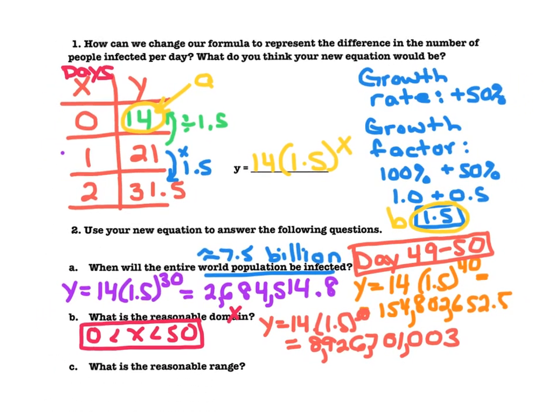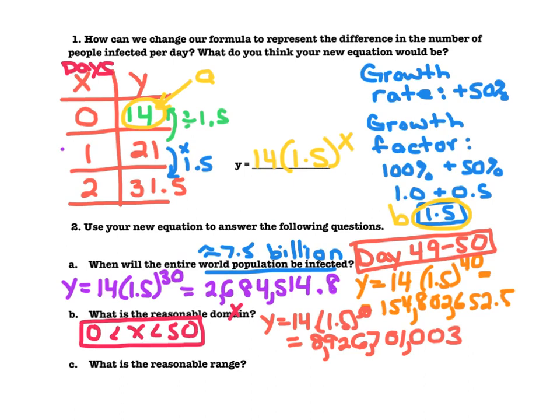Now, when we talk about a reasonable range, recall that our range is in fact our y values. So we have to look at how far the graph is rising. So we know that our lowest y value here is going to be 14. So 14 is less than y is less than... Now y, remember, is our population of people infected. So we started with 14, it'll never drop below that, and we're talking about 7.5 billion people.